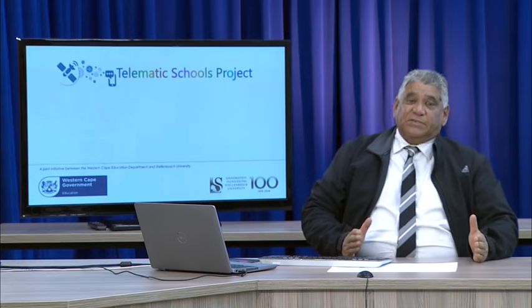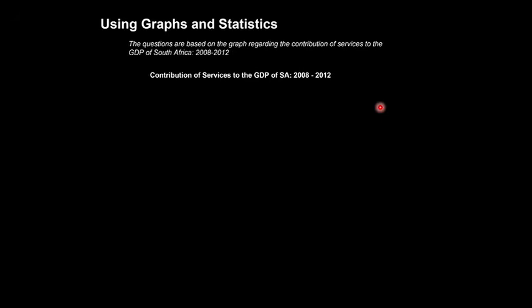Now we're going to look at another example. Right? We are going to have a look at how to use graphs and statistics. Especially when it comes to this part of the syllabus, you can be confronted with statistics, you can be confronted with graphs, because it's development. And there's such a lot of graphs and statistics that can be tested. Now, firstly, a very general thing: how to use graphs and statistics. Here it's written, the questions are based on the graph regarding the contribution of services to the GDP of South Africa in 2008 to 2012.